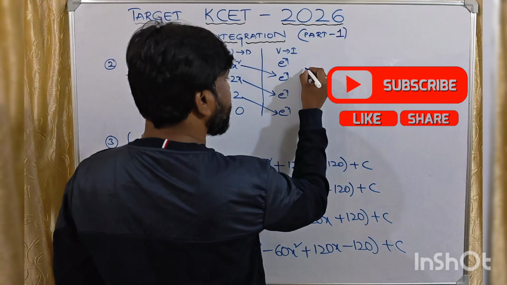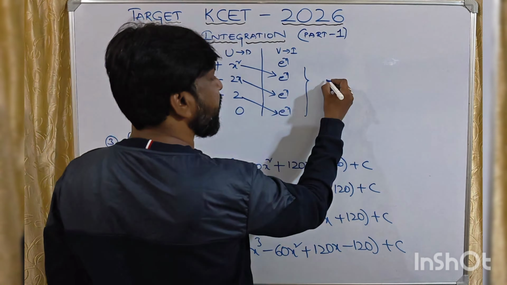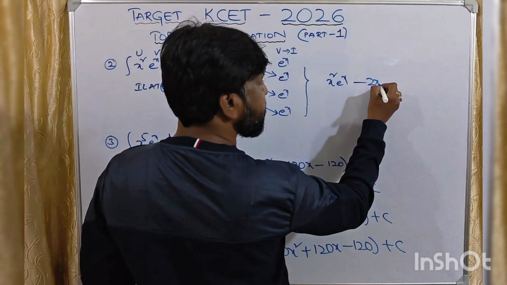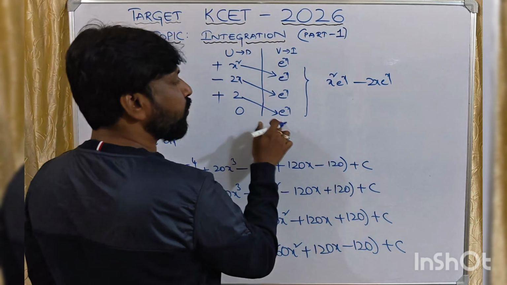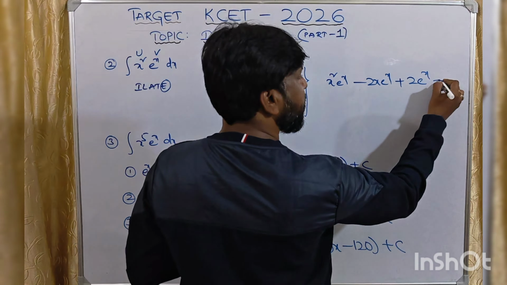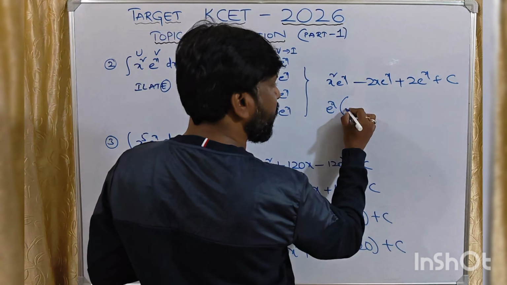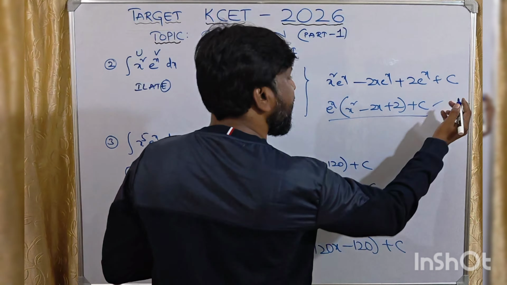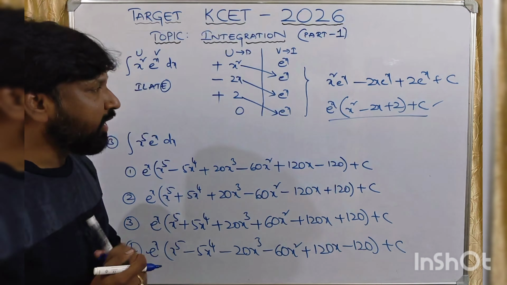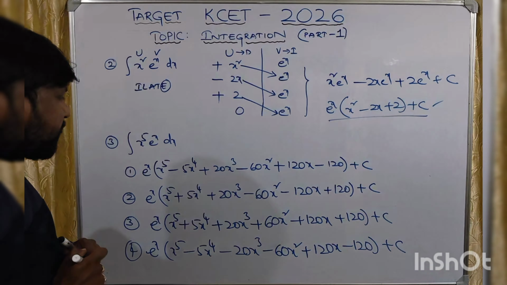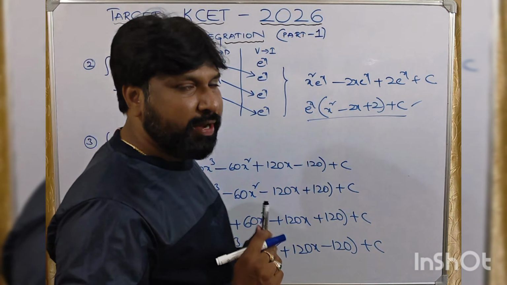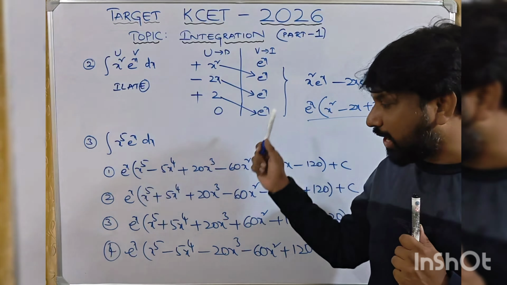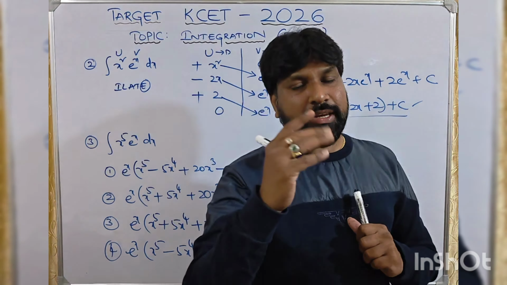Then what to do? This answer is plus x square e power x minus 2x e power x plus 2 e power x plus c. If you take e power x as common, you are getting e power x into x square minus 2x plus 2, plus c is your answer. That's all, friends. It's a very easy concept. Similarly, in the x power 5 e power x dx, simplification is in your hands, you solve it according to this technique and drop your answer in the comment box.